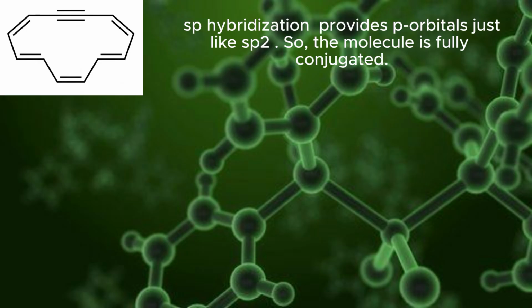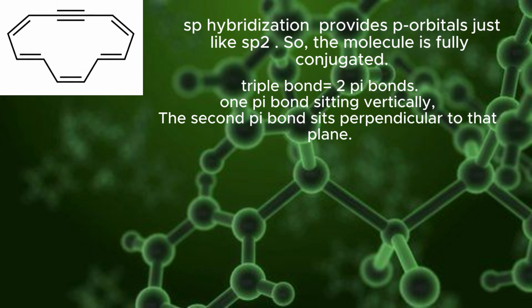The hybridization check. Looking at the atoms, most of the ring consists of sp2 hybridized carbons. However, we have a triple bond in the middle, which means those two atoms are sp hybridized. sp hybridization does not block conjugation. In fact, it provides p orbitals just like sp2 does. So, the molecule is fully conjugated. The triple bond trick. Now, counting the electrons is where it gets tricky. In a triple bond, we have 2 pi bonds.